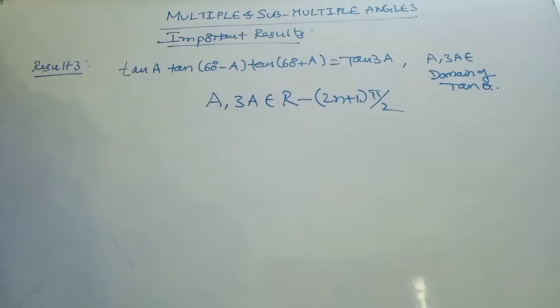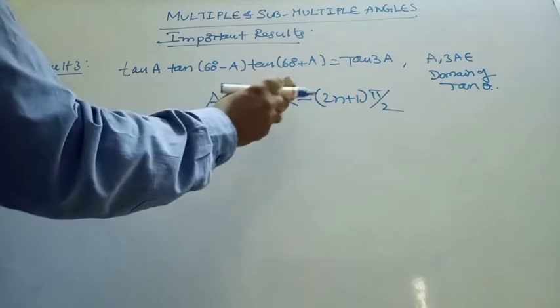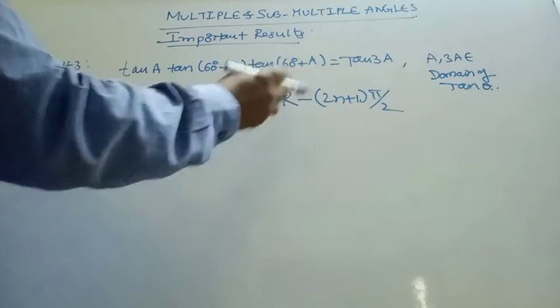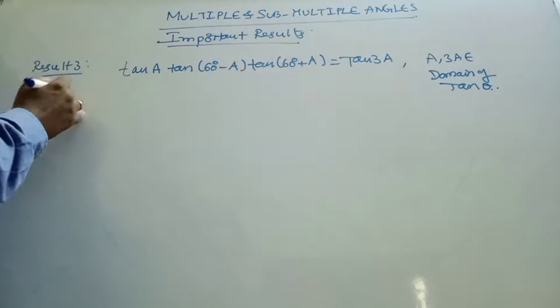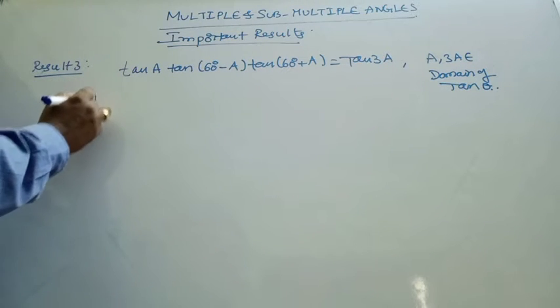We are subtracting (2n plus 1) into pi by 2 because tan is not defined at the odd multiples of 90 degrees. A and 3A are not defined there. That's why we are taking them out. Right, now see how we are going to prove this particular result, my dear students.